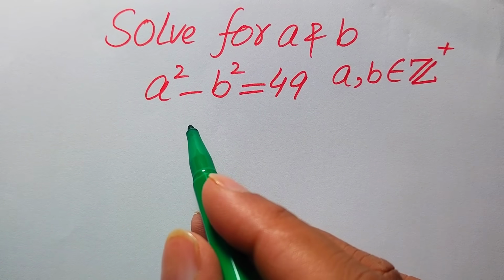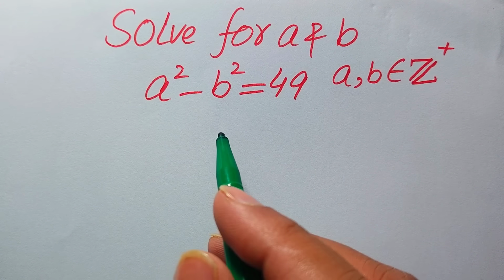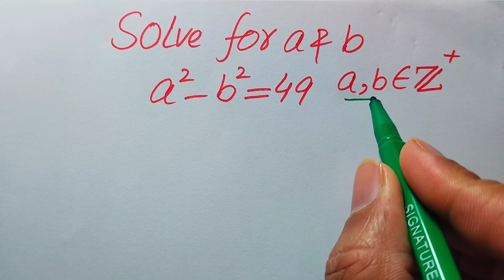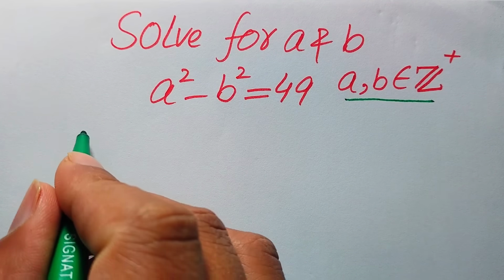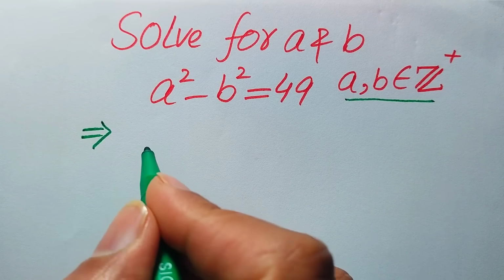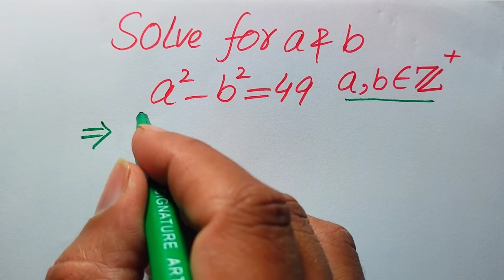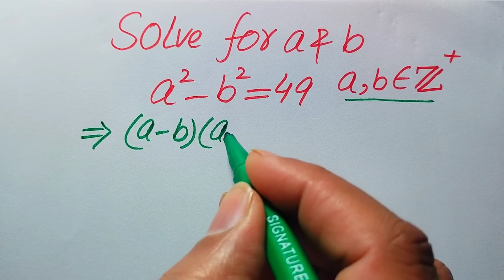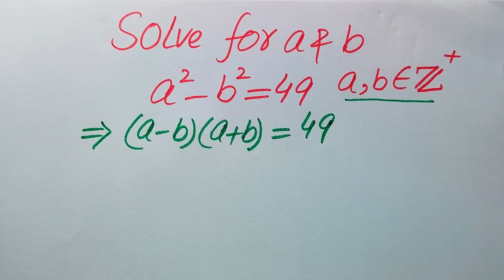So here we have a squared minus b squared equals 49, and we solve this problem for all the values of a and b. So we solve this problem for the positive integer values of a and b. First we need to focus on the left hand side, and you see here this is a very famous algebraic formula, and we know that a squared minus b squared is equal to (a minus b) times (a plus b), which is equal to 49.